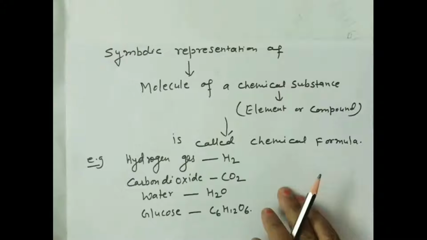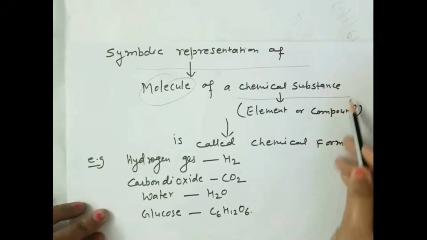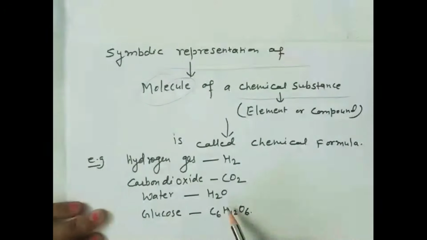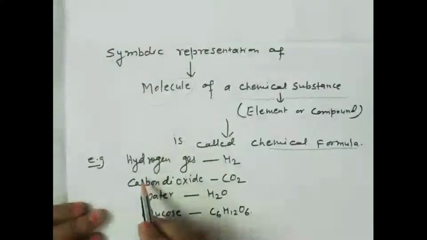One thing is very clear: elements are composed of atoms. The symbol of an element represents an atom of that element. Compounds are made up of molecules, so the chemical formula of a compound will represent its one molecule. The symbolic representation of a molecule of a chemical substance, whether it is an element or a compound, is called a chemical formula. As for example, hydrogen.